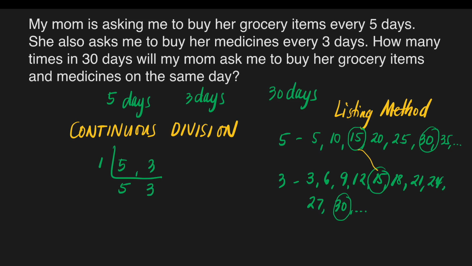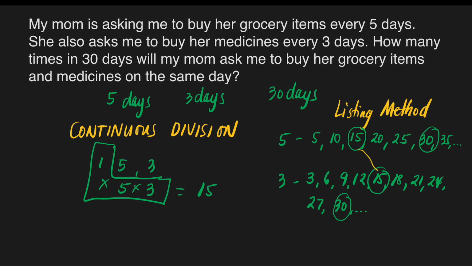So in solving for our LCM, we can say that this is in the shape of letter L. Just multiply the numbers inside this and we're good to go. 1 times 5 is 5, 5 times 3 is 15. So we have the same answer as the listing method. Both the listing method and the continuous division method give us the same correct answer, and that is 15 days. But the question is, how many times in 30 days will my mom ask me to buy her grocery items and medicines on the same day?